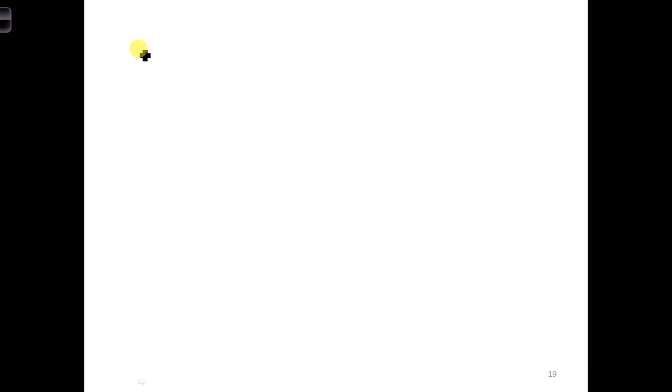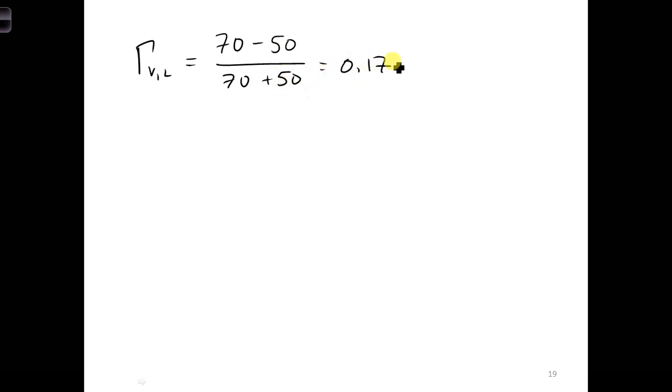This is straightforward because from the diagram we know that the load impedance is 70 ohms, characteristic impedance is 50, so we can plug that in and get 0.17. So that is the voltage reflection coefficient at the load. But how can we obtain V0+?